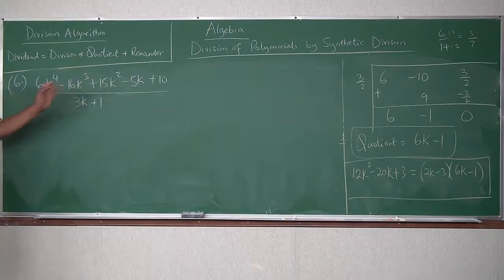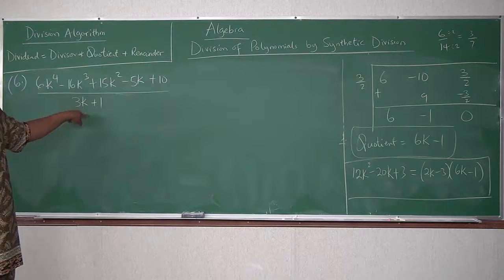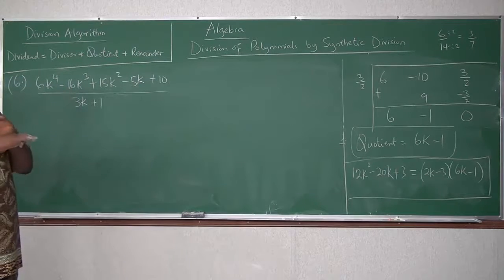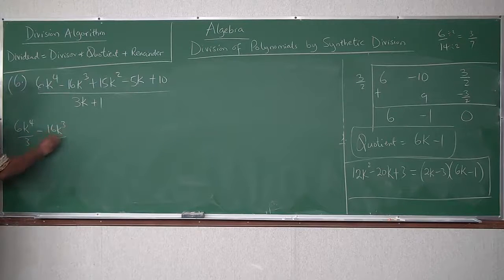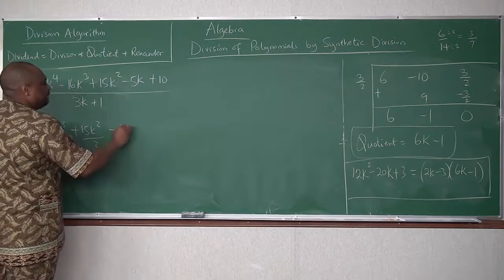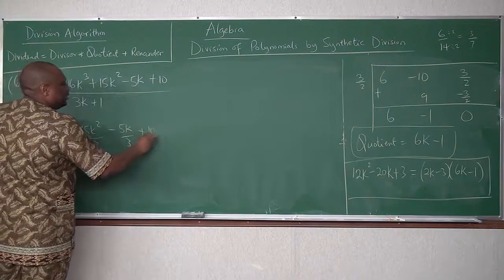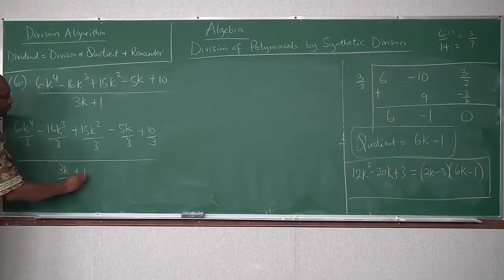This is complete, but the problem here is that the coefficient of the variable in the divisor is not 1. So we have to divide everybody by that coefficient. So this is 6k to the 4th over 3 minus 16k cubed over 3 plus 15k squared over 3 minus 5k over 3 plus 10 over 3, all over 3k over 3 plus 1 over 3.